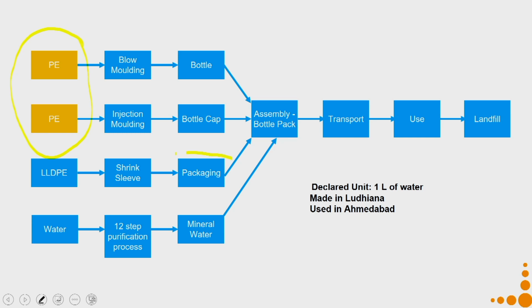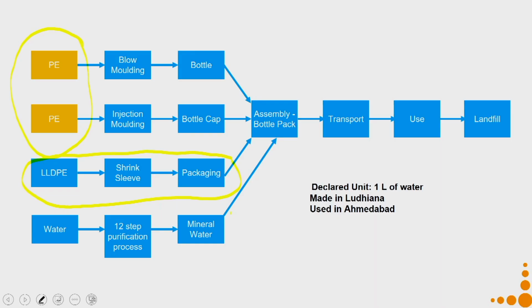Again it will have packaging, the packaging will be made by using LLDPE, and the LLDPE film will be made by using blow molding process, and it will be put on those packets of bottles. So, like 12 bottles kept together by using the process shrink sleeve. Then I have water into it, which will be purified using the 12-step purification process.